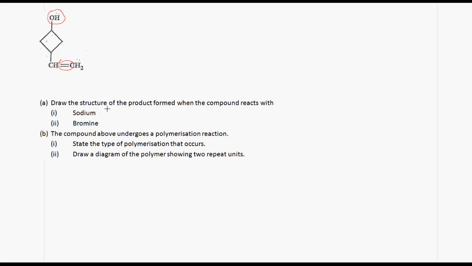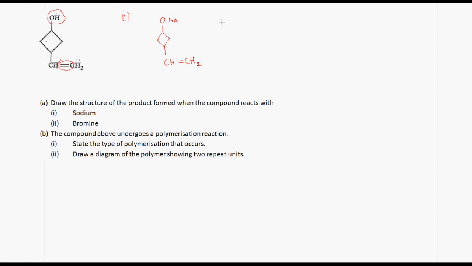So the sodium, we know that the sodium reacts with the OH group, so they want the structure drawn when it reacts with sodium. So therefore it will look like this. We have O, the H is replaced with the sodium, and everything else remains the same. So this is the answer for part 1.